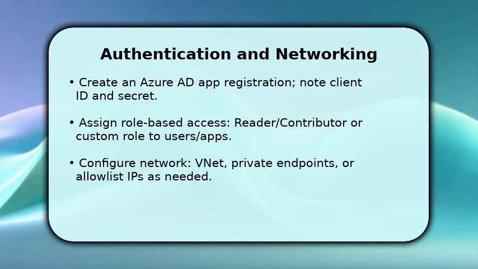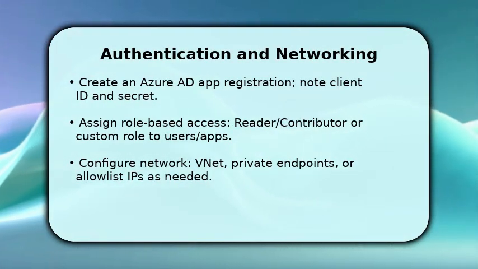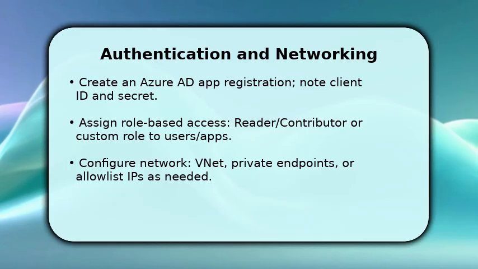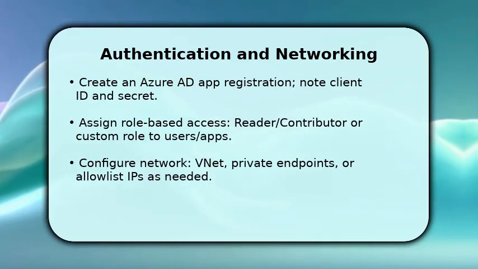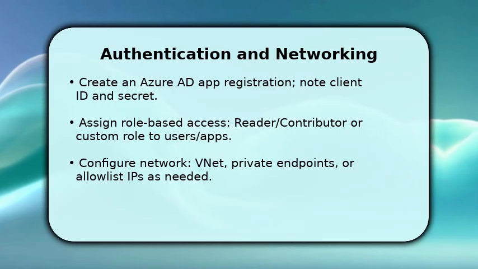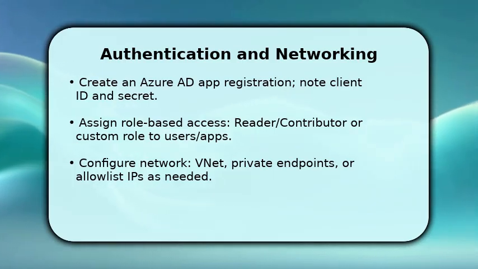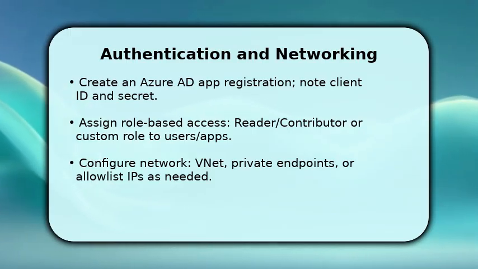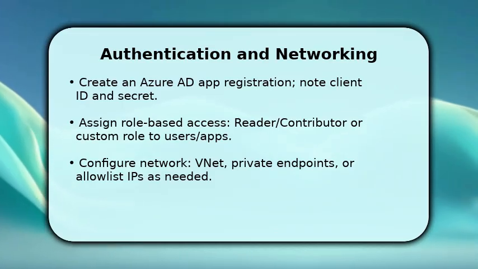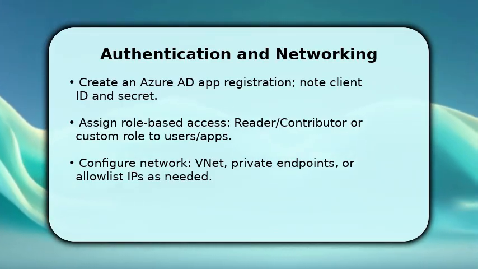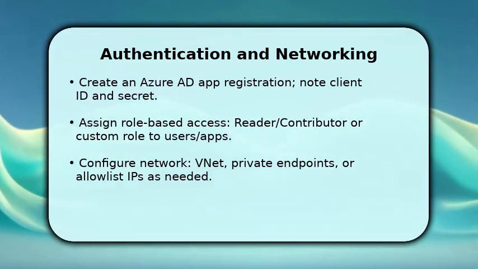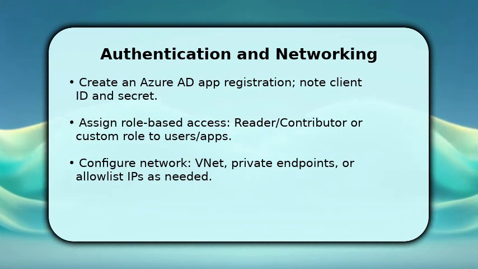Next, you'll secure and connect to the service. Create an Azure AD app registration and generate a client secret or certificate for non-interactive access. Store credentials in Key Vault. Then assign RBAC roles to the app or users so they can call the OpenAI endpoints. Once authenticated, configure networking. Use a VNet with private endpoints for production, or allow list your development IPs. Make sure Key Vault access policies and managed identities are enabled to reduce secret exposure.